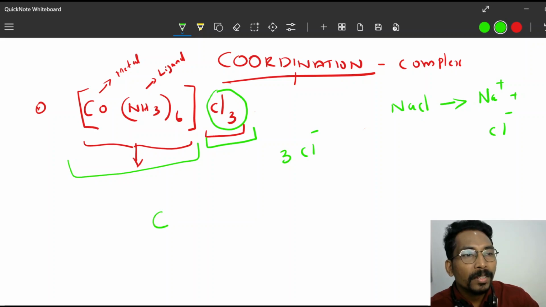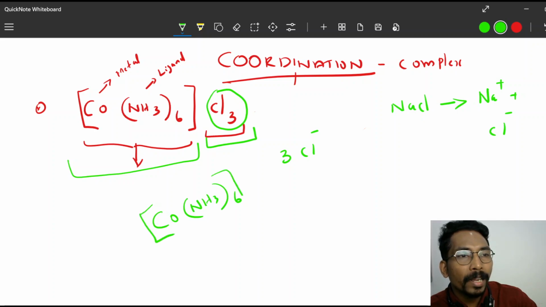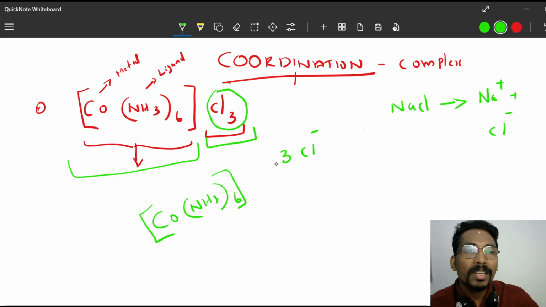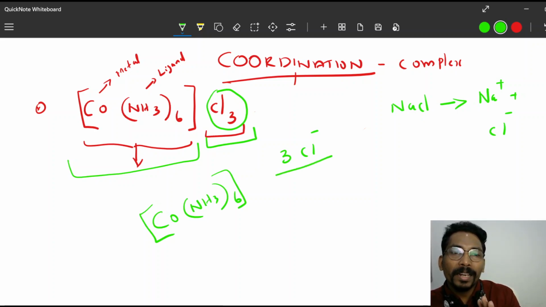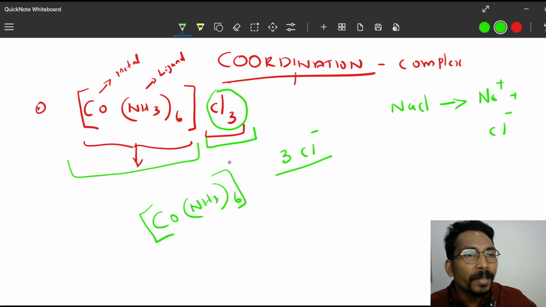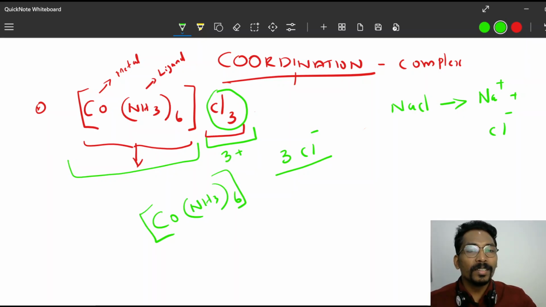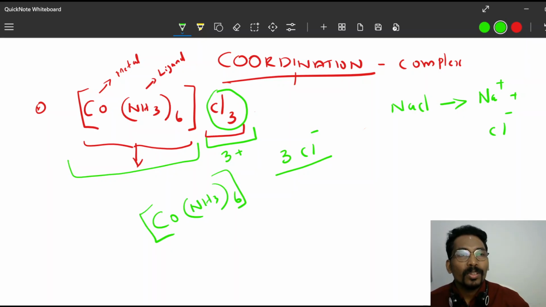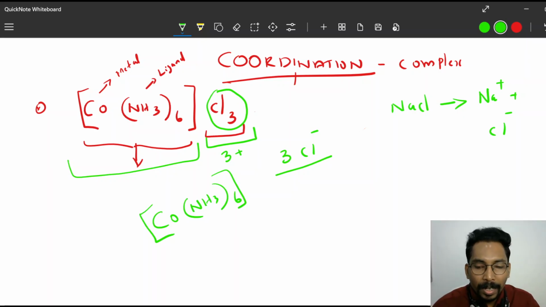That will be Co(NH3)6 in the square bracket. What will be the charge of this one? One part is 3 minus, so the other part should be plus 3. This is the charge of the square bracket. So now you have split the compound into two different ions, a negative part and a positive part. Now, which is the cation? This is the cation and this is the anion. So you have to start naming with the cation.